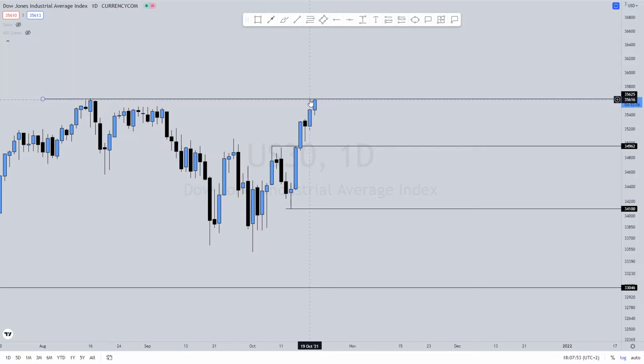This is the point that was basically breaching out of this higher high structure point, and as you guys can see, price is basically in an impulsive move now to the upside.